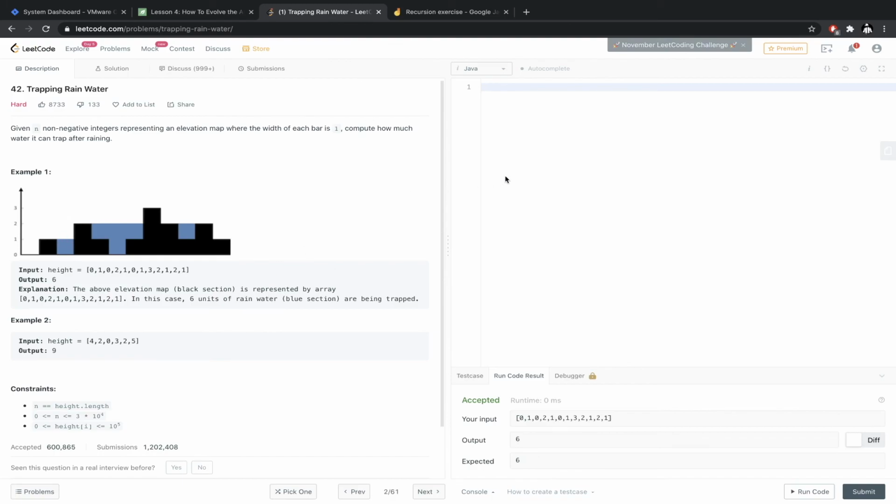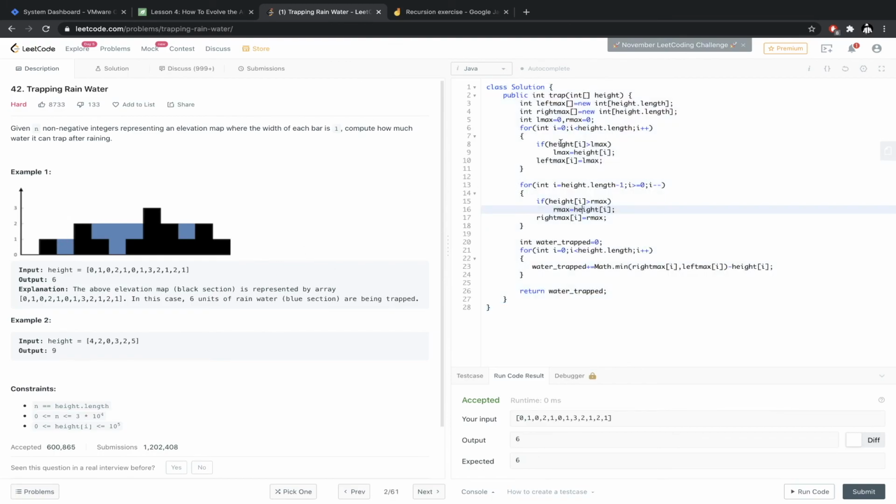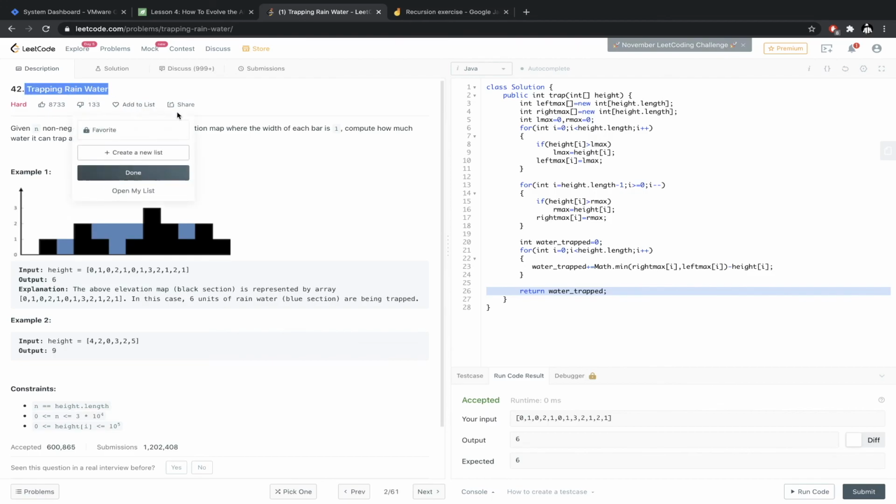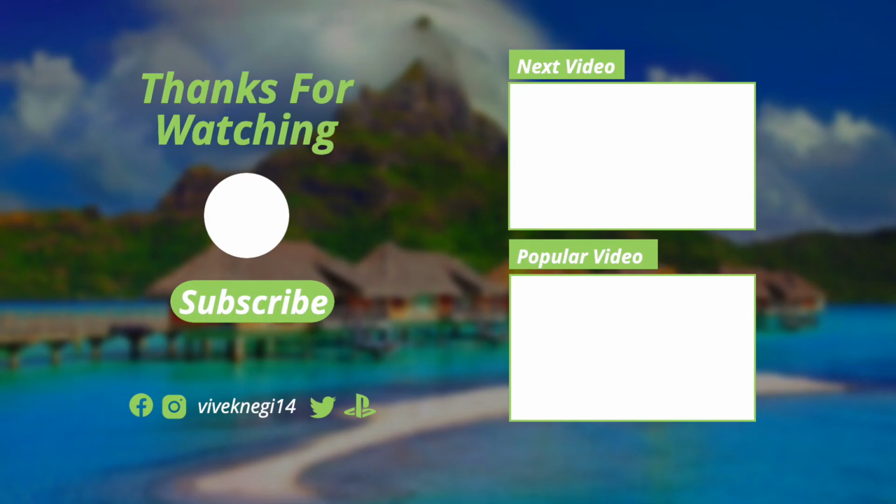I have already implemented the solution. Here we are first traversing and storing all the left max in the left max array and the right max in the right max array by traversing from the back, and then for each element we are seeing how much water we can store there, and then just returning the total amount of water that can be stored. So this was the trapping rainwater problem, and this is generally asked in interviews.